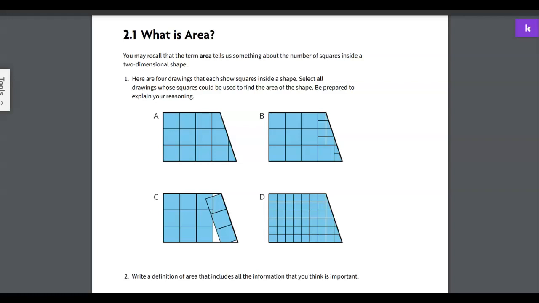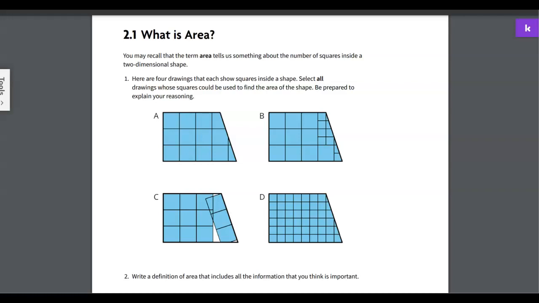Now we are starting lesson 2, and lesson 2 is finding area by decomposing and rearranging. Remember, that is what we did today when we worked with our what is red, green, and blue, which one was the most. So tonight you're going to work on what is area.